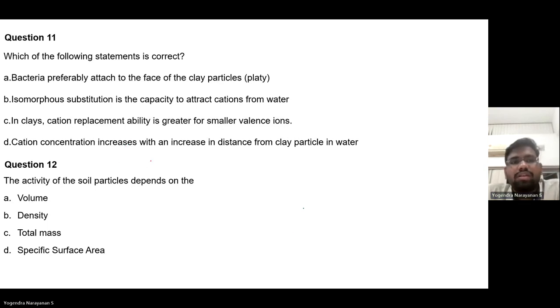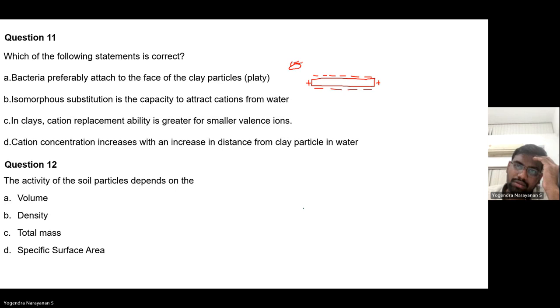So this question also contains various statements which have to be analyzed, and we will do it one statement after another. Now, first of all, bacteria preferably attach to the face of the clay particles. As we all know, clays are flaty structures. Here, this is known as the face. These are the edges. They are negative charges and positive charges respectively.